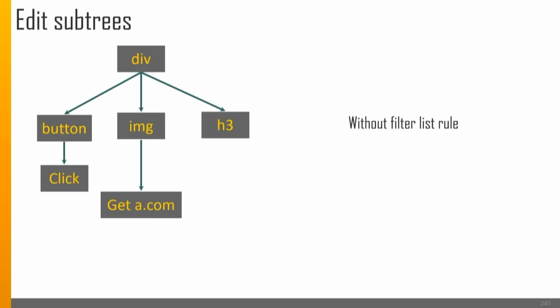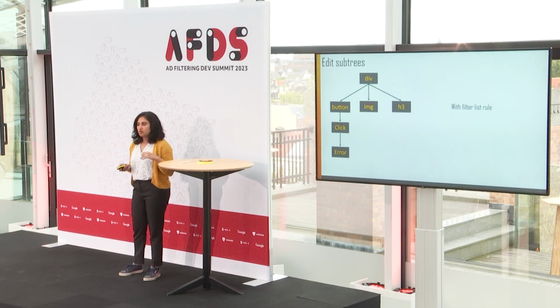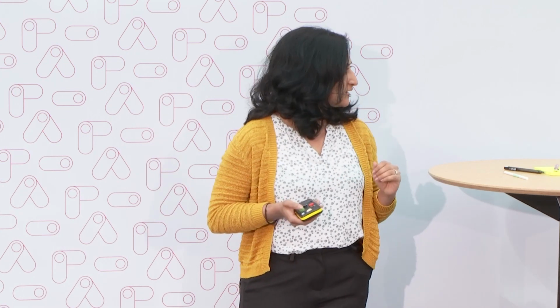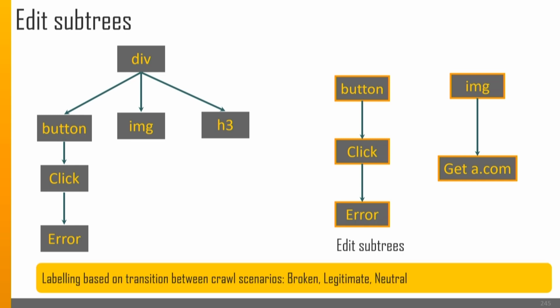So let's say that you have a tree like this without the filter list rule. And then when you apply a filter list rule, you see that the image, there's no more request being sent out, and the clicking of a button generates an error. The subtrees that occur here are these 2 subtrees, which consist of all the elements that changed between these two crawl settings.